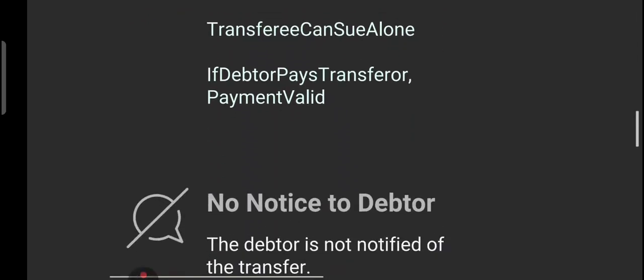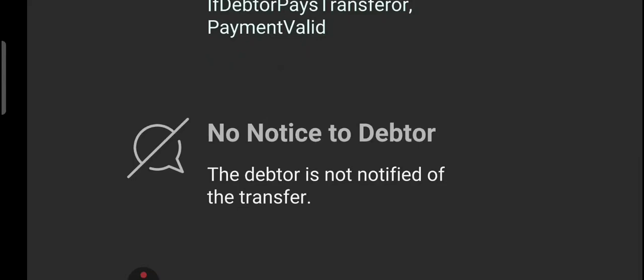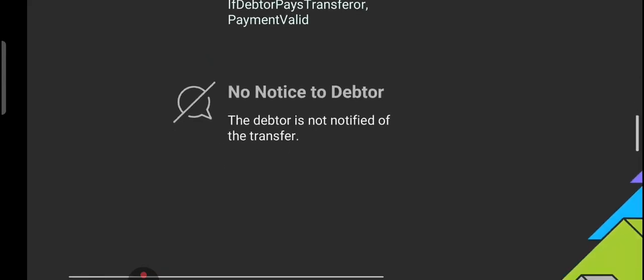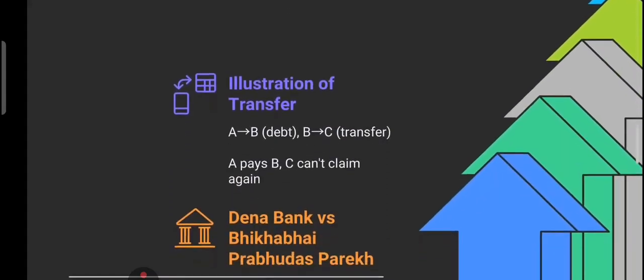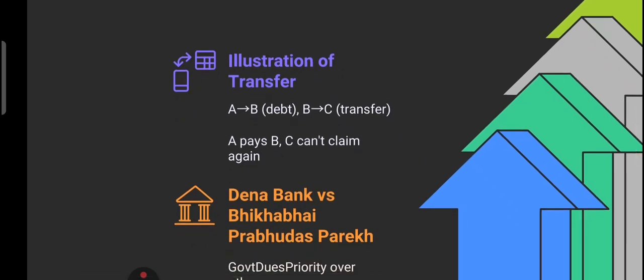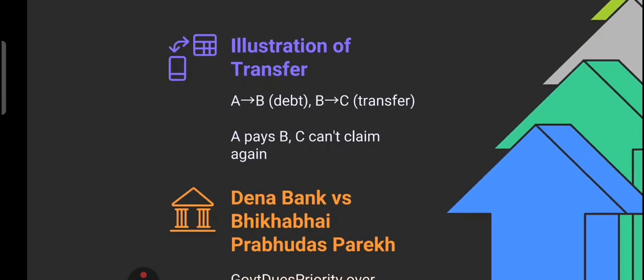Now one more point is that the new holder of the claim has the full power to sue and recover the money. The debtor is not notified of the transfer. One illustration is given in your book, as you can see. Imagine A owes money to B. Now B transfers that claim to C. Now if A pays C, neither B nor C can claim again. Simple as that. Once paid, the claim ends.